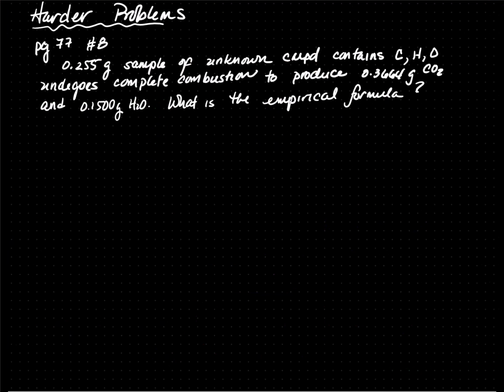These problems are a little bit harder because they combine more than one concept. This is page 77 in your work packet, number 8. So here we have a 0.255 gram sample of an unknown compound that contains carbon, hydrogen, and oxygen that undergoes complete combustion to produce CO2 and H2O.